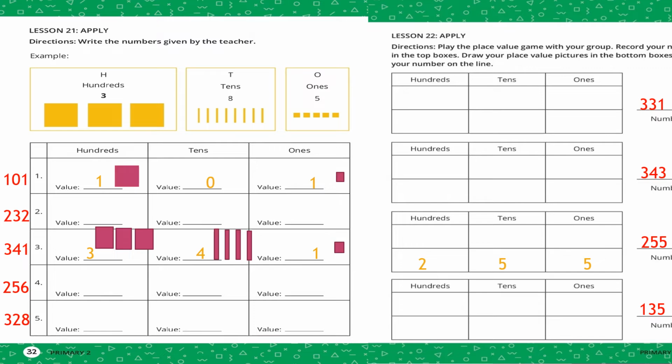255. 2 in hundreds, 5 in tens, 5 in ones. Okay? And draw 2 big squares, 5 sticks, 5 small squares. Okay?